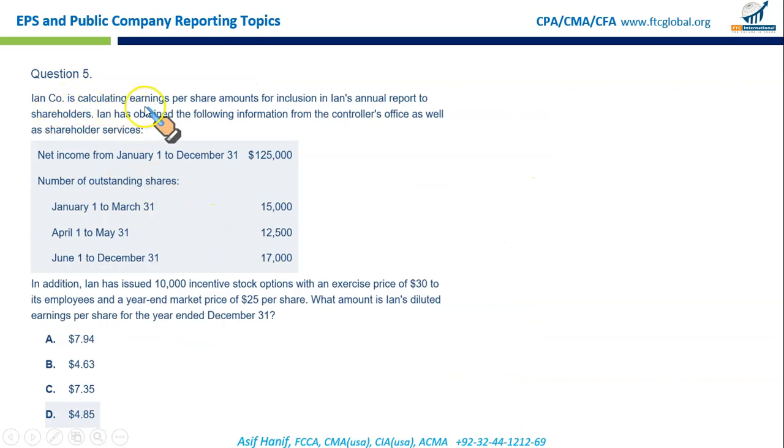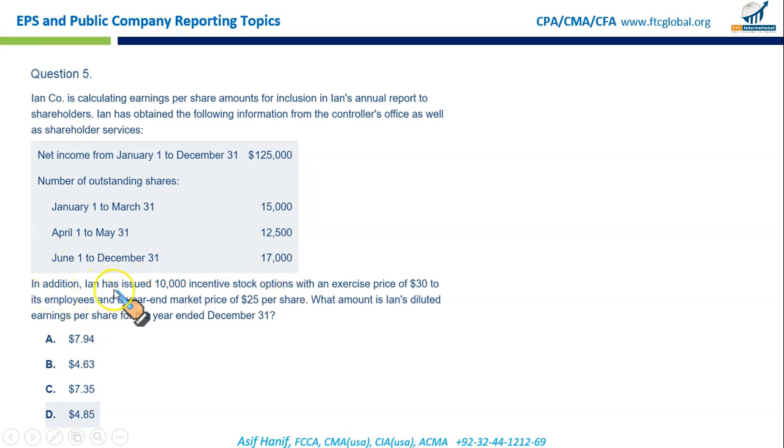EN Companies is calculating earnings per share amounts for inclusion in its annual report to shareholders. EN has obtained the following information from the Controller's Office as well as Shareholder Services. Net income from January to December 31st is 125,000. Number of outstanding shares: January to March 31st, 15,000; April to May 31st, 12,500; and June to December 31st, 17,000.